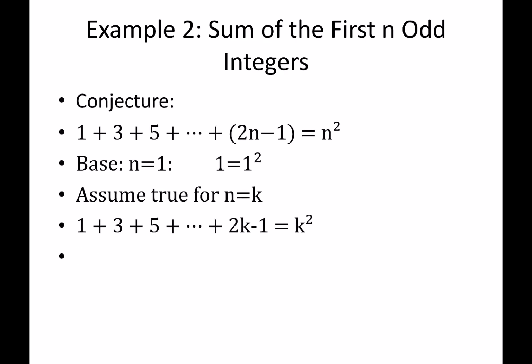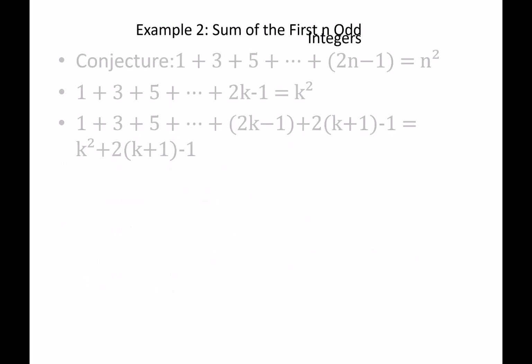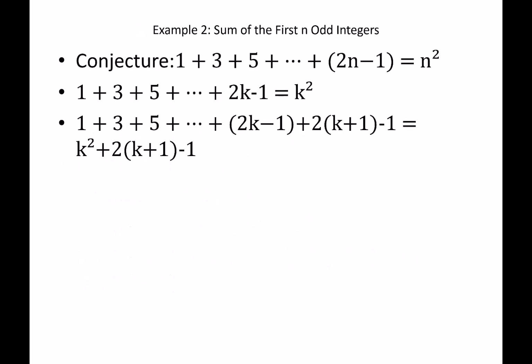So we have to think about what k plus 1 looks like in this situation. Where it said n, I want to put in k plus 1. So I'm going to add 2 times (k plus 1) minus 1 on the left, and I'm going to add 2 times (k plus 1) minus 1 on the right. What did I do? I added one more odd integer. On the left side, we're going to leave it alone, but we want to work on the right side.